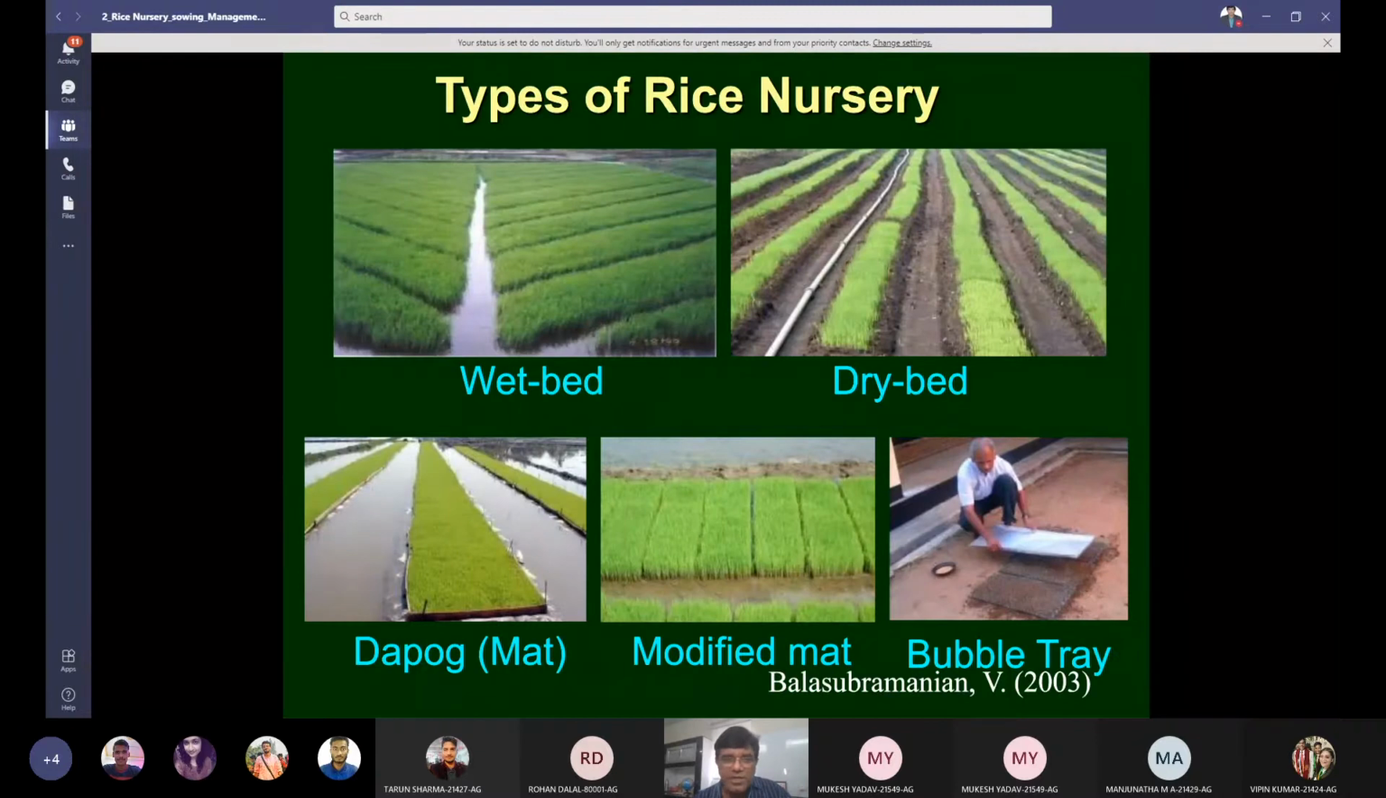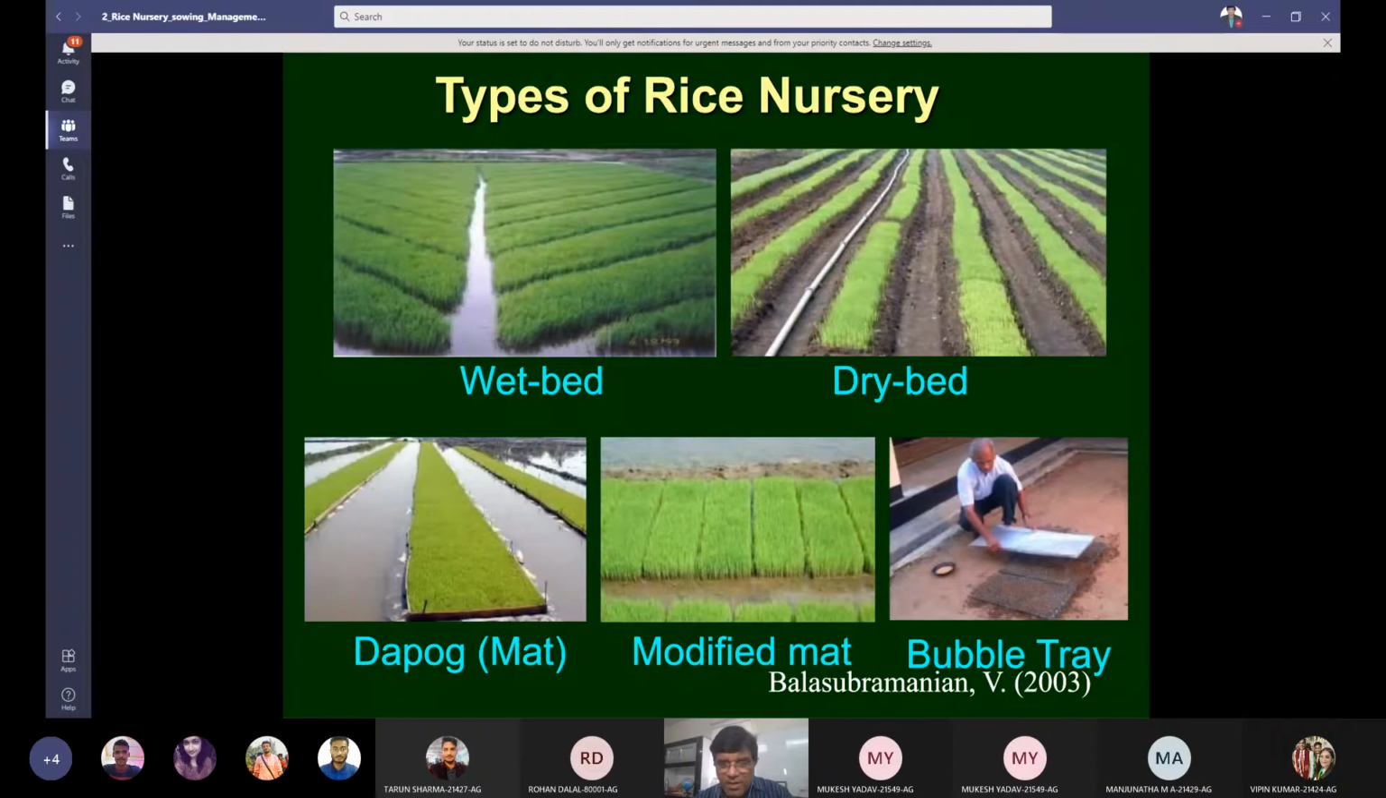Now you see types of nurseries pictured before you. First one is wet bed nursery. We will see what is wet bed nursery, but the name suggests that it is full of water, means it is kept wet. Dry bed means it is not kept wet, it is partly kept as dry. And the third one is depot mat nursery. It is depot method, or it is also called mat nursery. Then Balasubramaniam also developed one method, modified mat nursery, and also one bubble tray method is there.